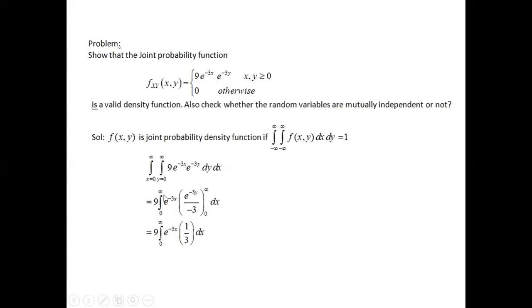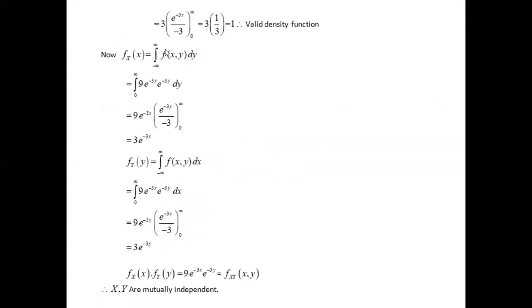So 9 times integration 0 to infinity e power minus 3x into e power minus 3y by minus 3 from 0 to infinity dx. So 9 times integration 0 to infinity e power minus 3x into 1 by 3 dx, which is nothing but 3 times e power minus 3x by minus 3 from 0 to infinity, which is 1. So therefore, double integration of f of x comma y dx dy equals 1. So the given function is a probability density function.